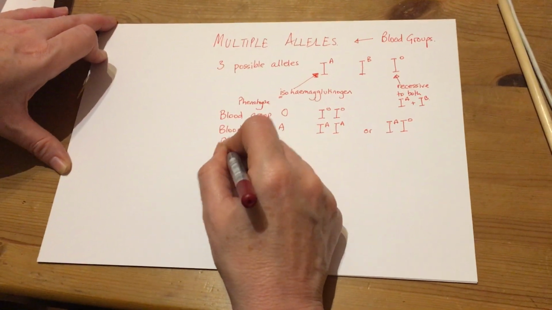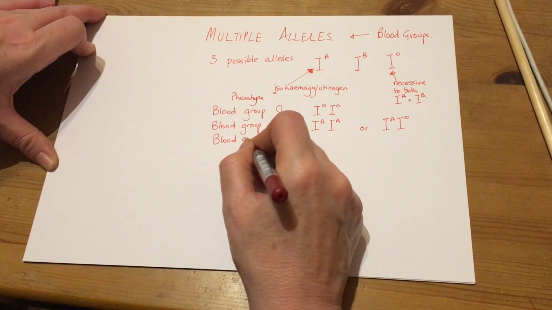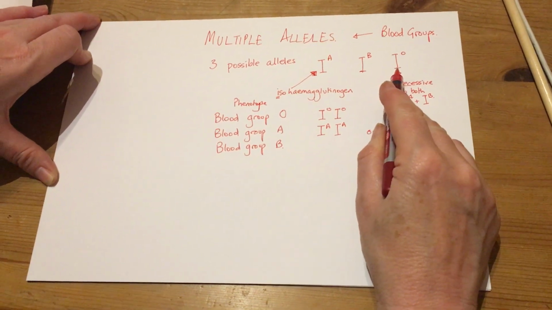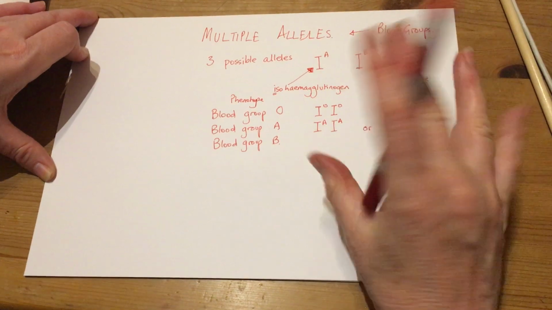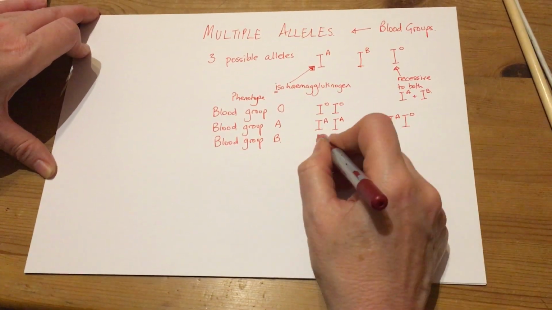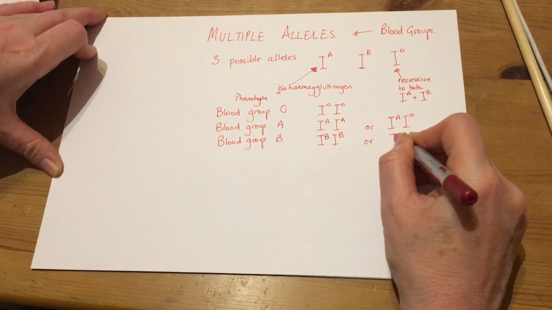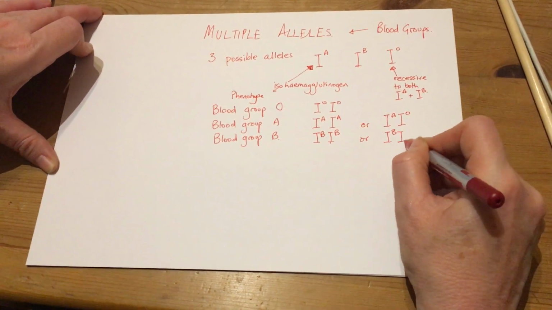So blood group B, you should be able to work out now. Because B is dominant over O, because O is recessive to B, so that always works in pairs like that. 2 B's together, or IB and IO.